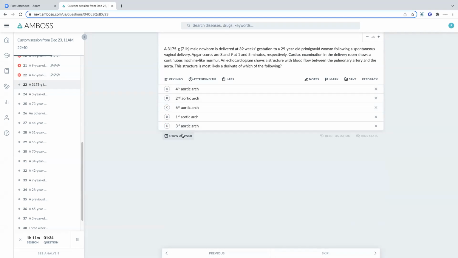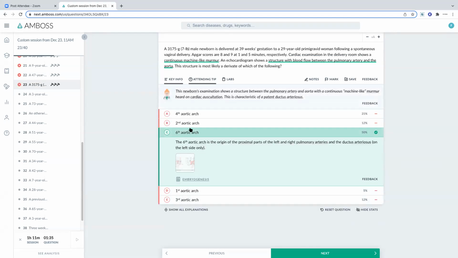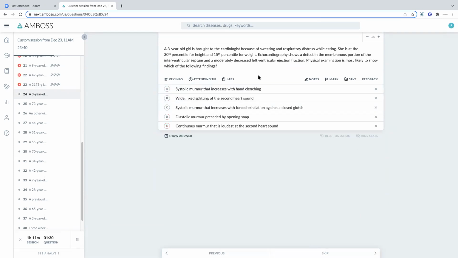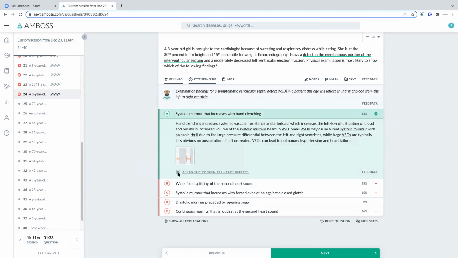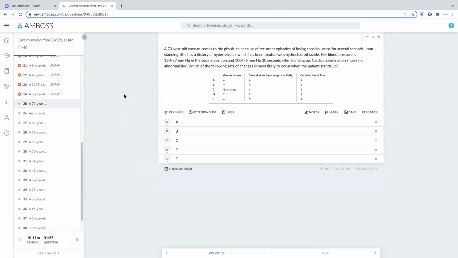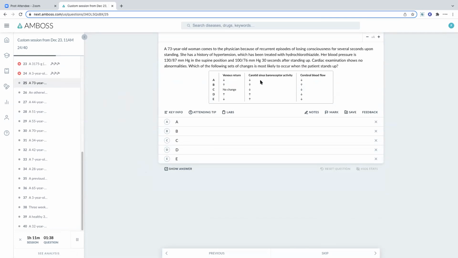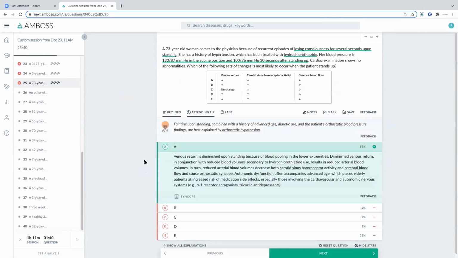Okay, this one is a difficult one since we haven't discussed this. This is your sixth aortic arch. Sixth aortic arch is responsible for the ductus arteriosus. Okay, we'll talk about this in the future, but for now, keep in mind, sixth aortic arch is for ductus arteriosus, for PDA. Which of the following will likely show the following findings? Which one did you guys choose over here? Very good, congratulations. Which one did you guys choose over here? Very good, A is the correct answer.